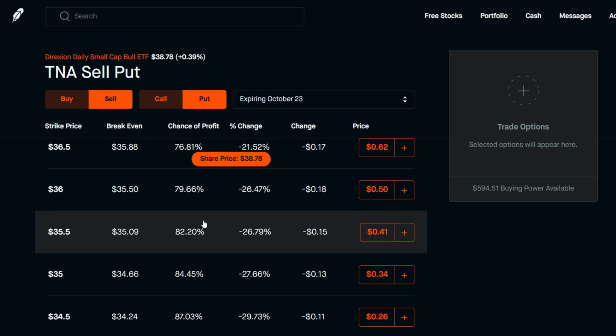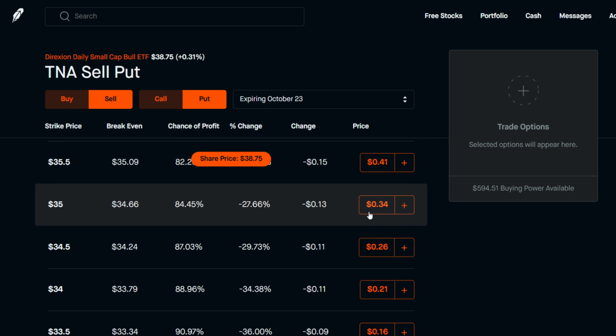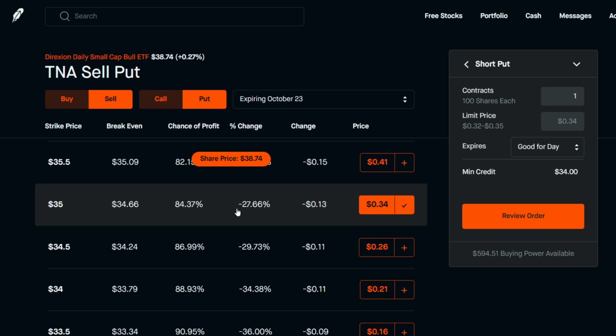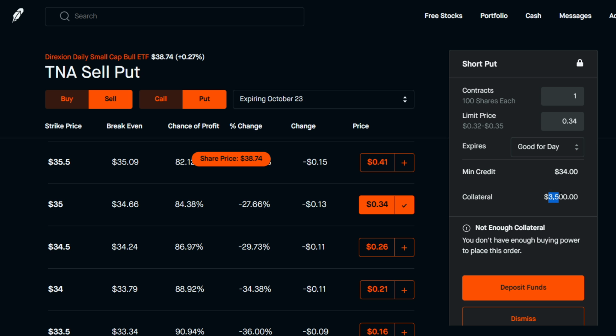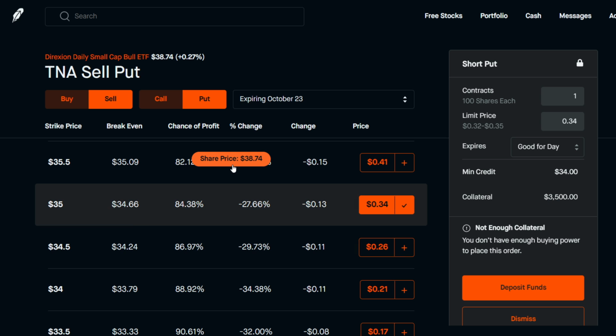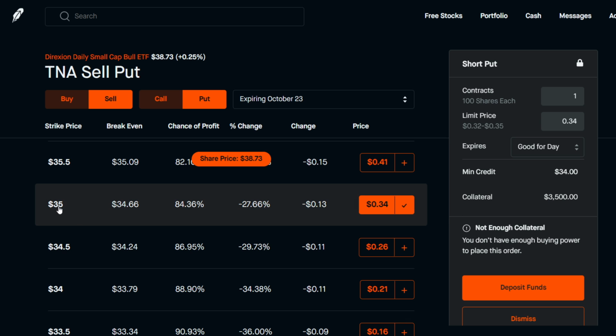So let's just say I want to be quote unquote safe, and I would need $3,500 to make $34 minimum credit instantly into my account. So if I hit review, I would need $3,500 to make $34. But I'm safe because in case it does go below $35 by this expiration date, you get to keep this $34, but your collateral will now turn into 100 shares at $35.